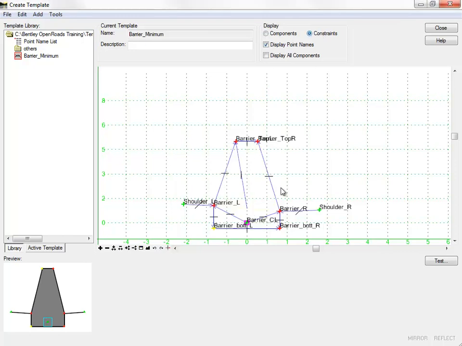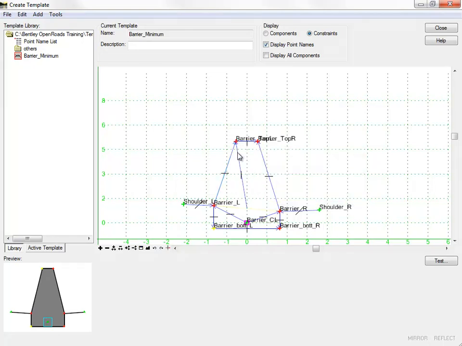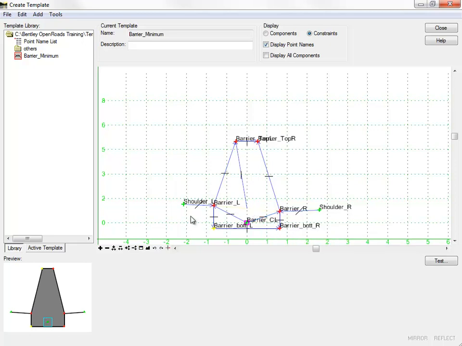Let's take a look at the constraints. It's a little hard to tell with the yellow background, but this point has a horizontal constraint and a vertical maximum. The vertical maximum looks like there's a vertical line on it, drawn from the midpoint of the two points it is evaluating. So a little bit different. It's drawn a line between the two and from the midpoint.